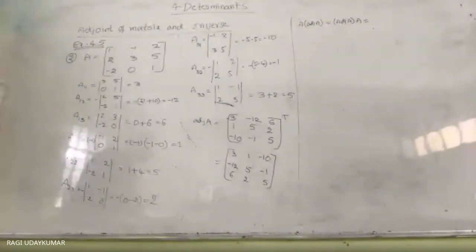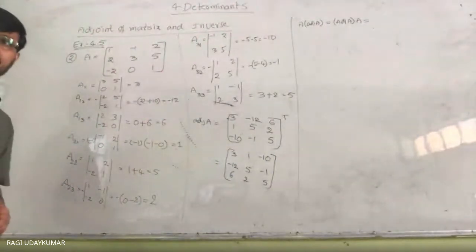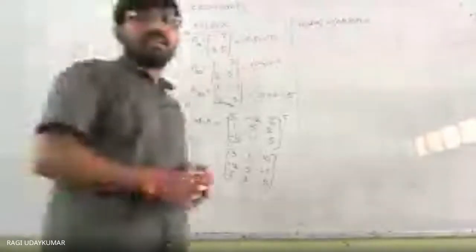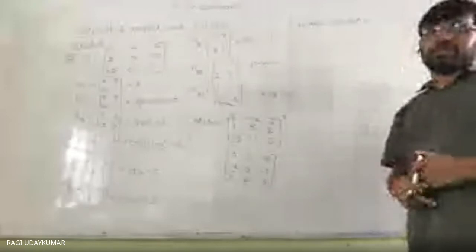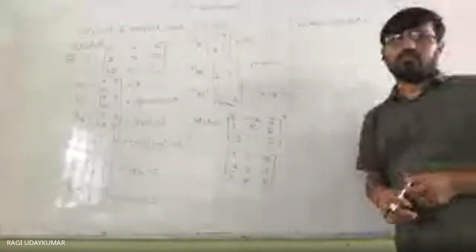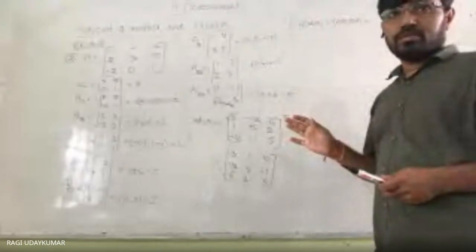Is the complete board visible to you? Whatever I wrote here. Yes, it is. It got blurred. Sometimes it gets blurred. Yes, tell me. What do we get in this one? The basic theorem, is it visible to you? No, sir, A into adjoint of A.